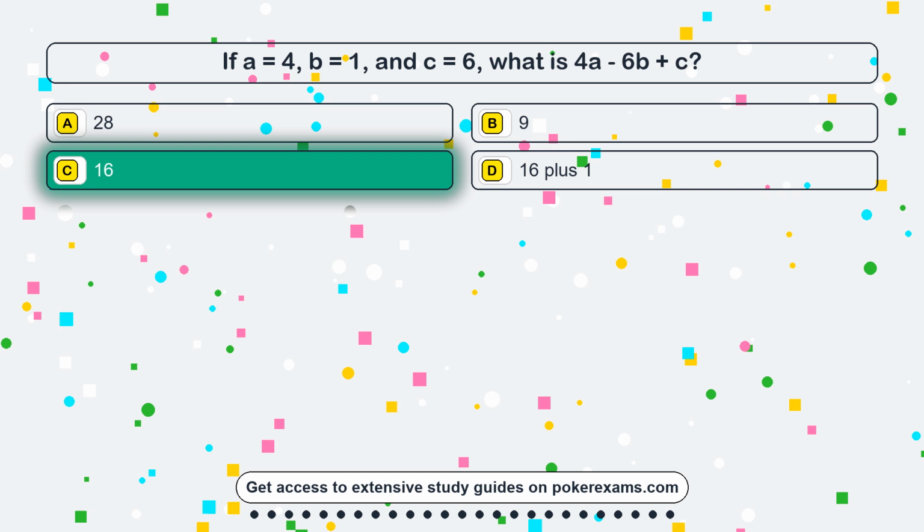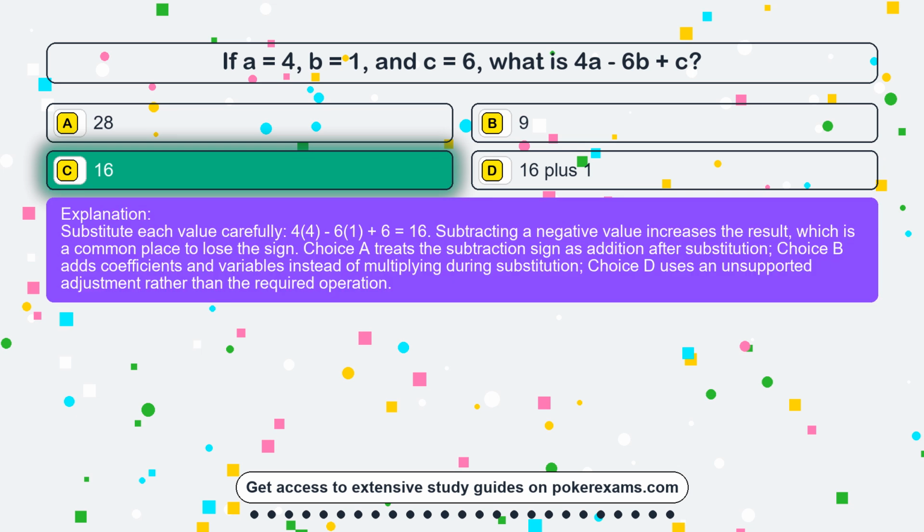The correct answer is option C, 16. Substitute each value carefully. 4 times 4, minus 6 times 1, plus 6 equals 16. Subtracting a negative value increases the result, which is a common place to lose the sign. Choice A treats the subtraction sign as addition after substitution. Choice B adds coefficients and variables instead of multiplying during substitution. Choice D uses an unsupported adjustment rather than the required operation.